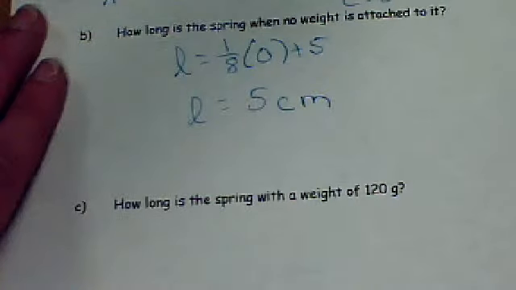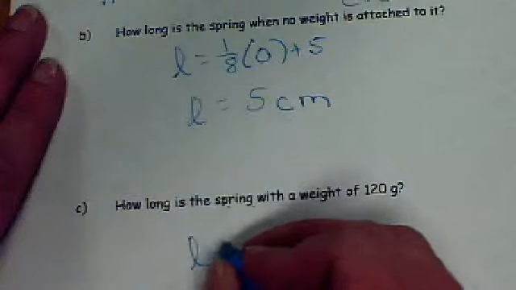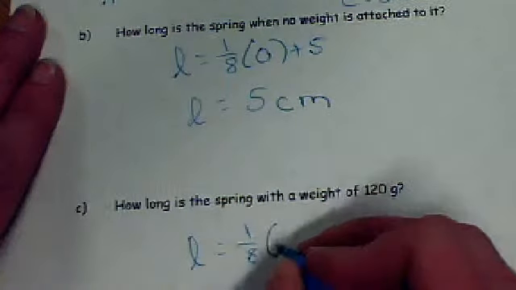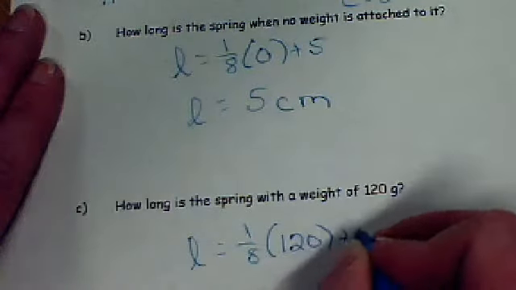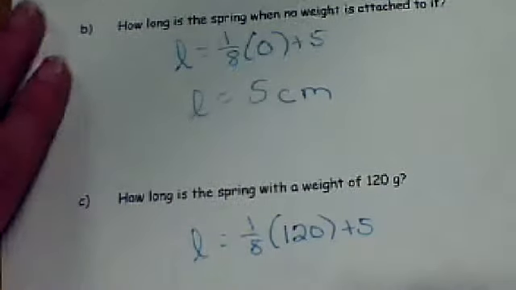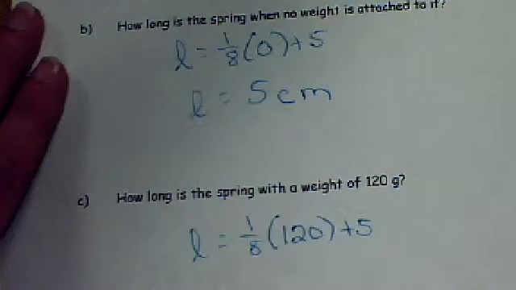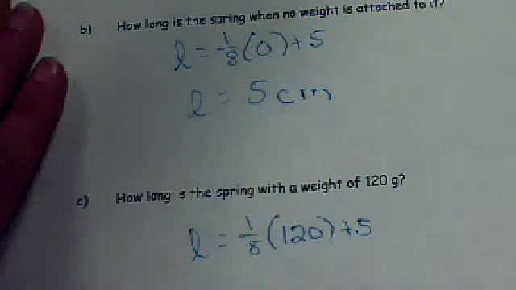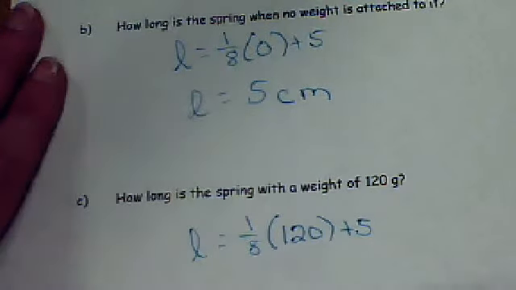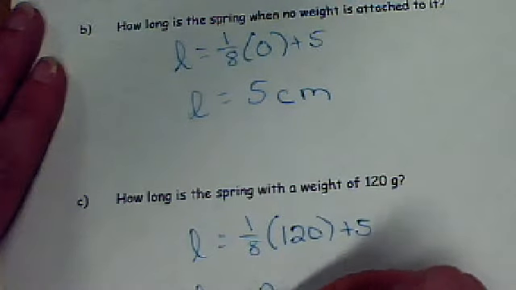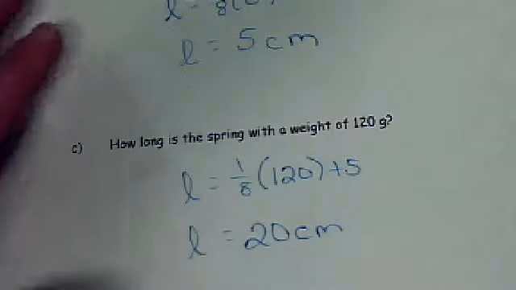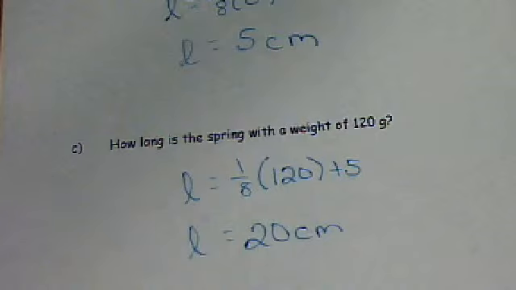How long is the spring with a weight of 120 grams? Well, here's where the weight goes. And we ended up getting 1/8 times 120 plus 5. I got 20 centimeters. So you can use linear functions to answer questions.